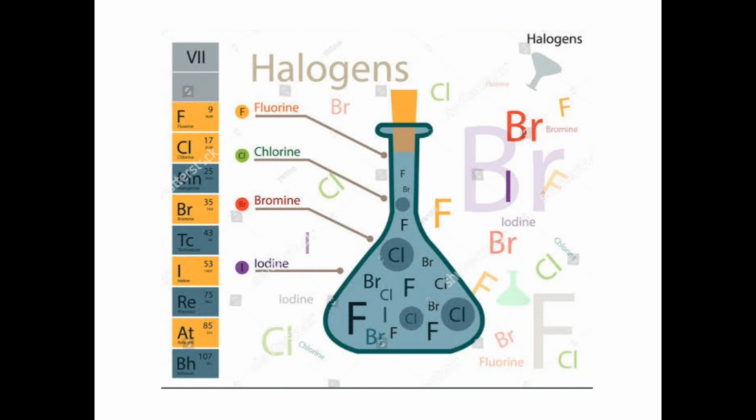And in this class today, we are going to be looking at the halogens or the group 7 elements of the periodic table. And in this video today, we are going to be looking at their description, their properties, their reactions, and all other that you need to know.